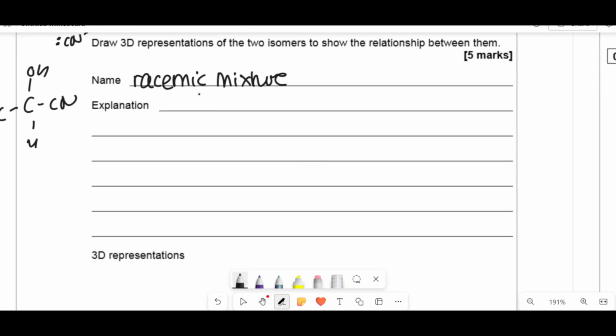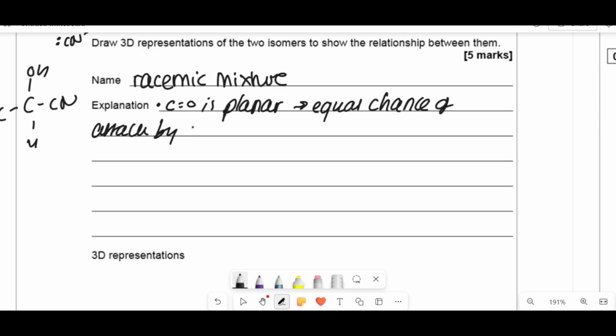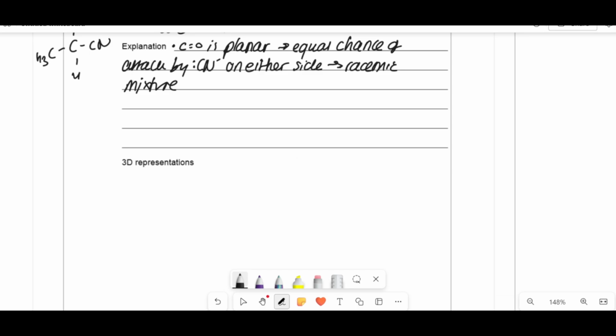And that's how you explain this, is that the C double bond O is planar. So there's an equal chance of attack by CN minus on either side. And this ends up with a racemic mixture, or racemate. So the 3D representations, we're showing the isomers that have been made.